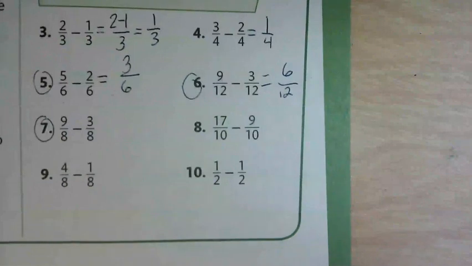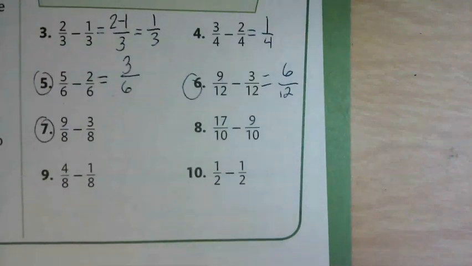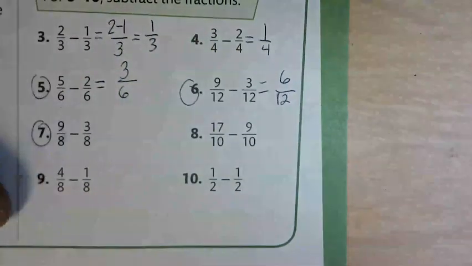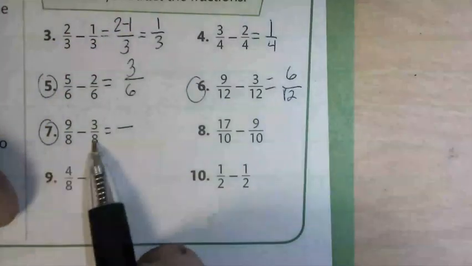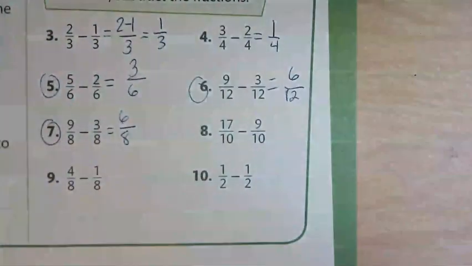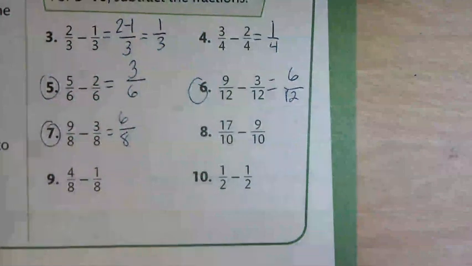All right. How'd you do on those two? I hope you're starting to go, oh, I see what's going on. I got it. I'm feeling good. For number 7, what is my denominator going to be? It was 8. It's going to stay 8. 9 minus 3 is 6. So my answer is 6/8.